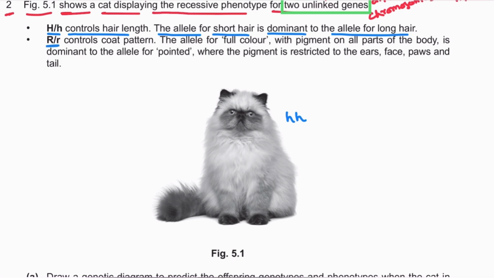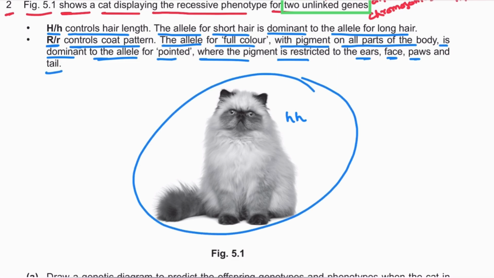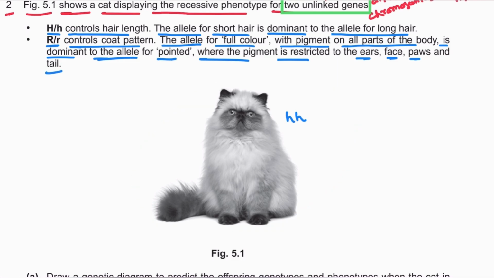Another gene is capital R, small r that controls coat pattern. The allele for full color with pigments on all parts of the body is dominant to the allele for pointed, where the pigment is restricted to the ears, face, paws, and tail. So guys, this cat is pointed for the coat pattern. Why? Because it has the pigment only on tail, paws, and the face and ears as well. So this cat is homozygous recessive for the coat pattern gene. So this will be small r, small r. So the genotype for this cat is small h, small h, small r, small r.